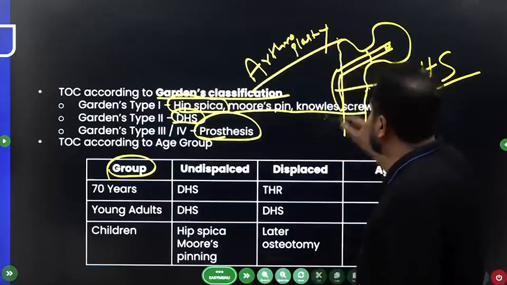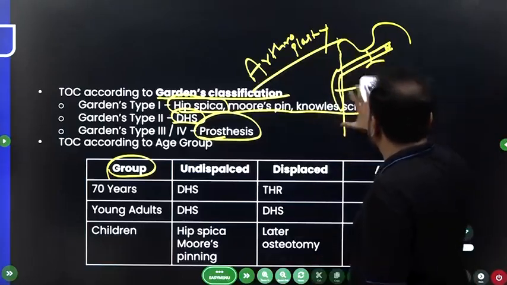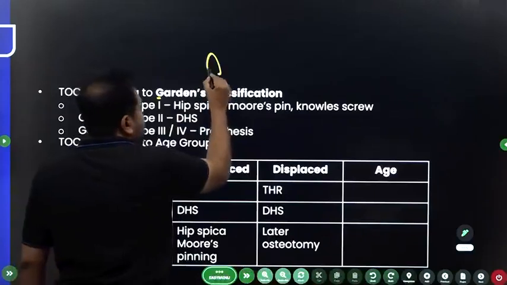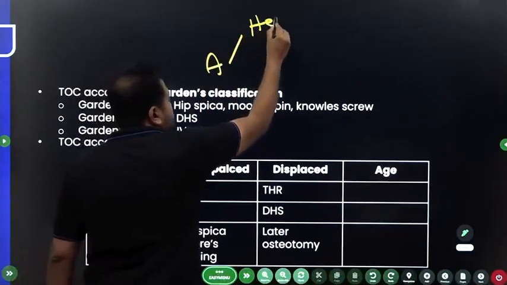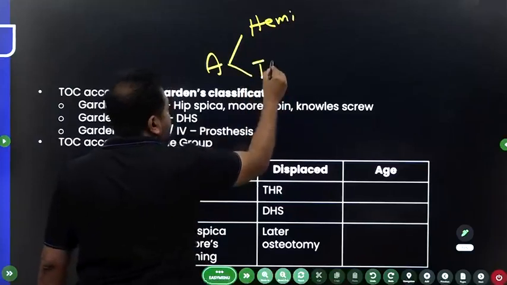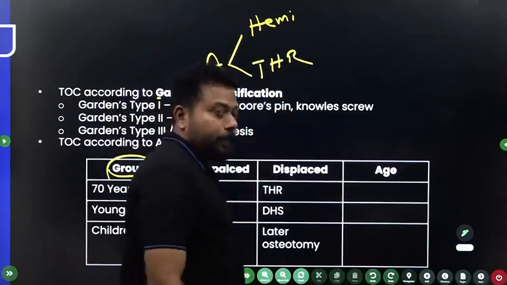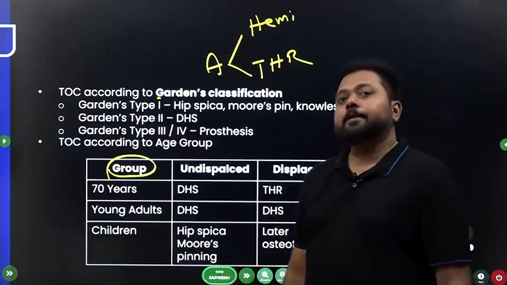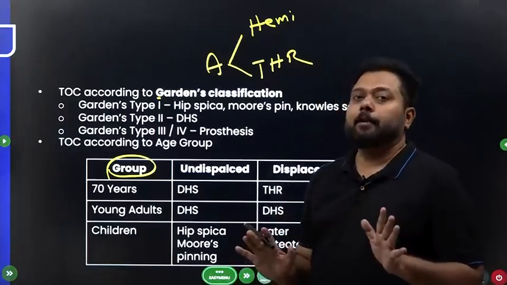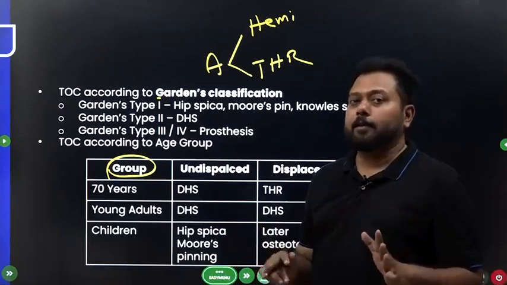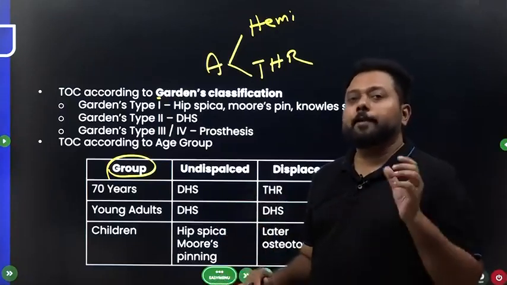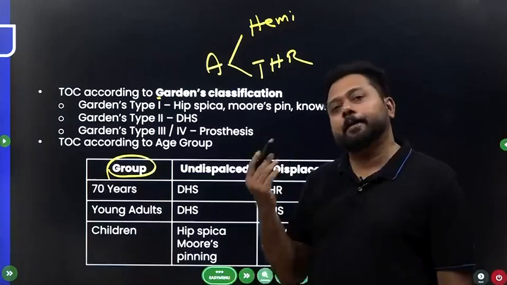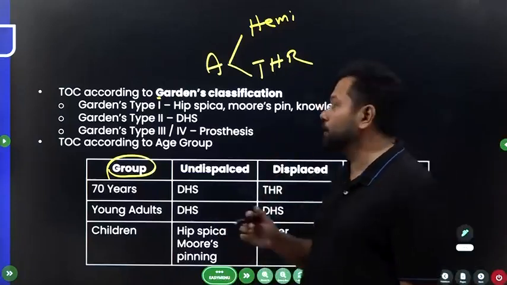Joint replacement is again of two types: hemiarthroplasty or total hip replacement. Hemiarthroplasty means I am replacing only the head and neck. I am not replacing the acetabulum. The acetabulum is the patient's original acetabulum. That is called hemiarthroplasty. Total hip replacement means I am replacing the acetabulum as well as the head and neck.